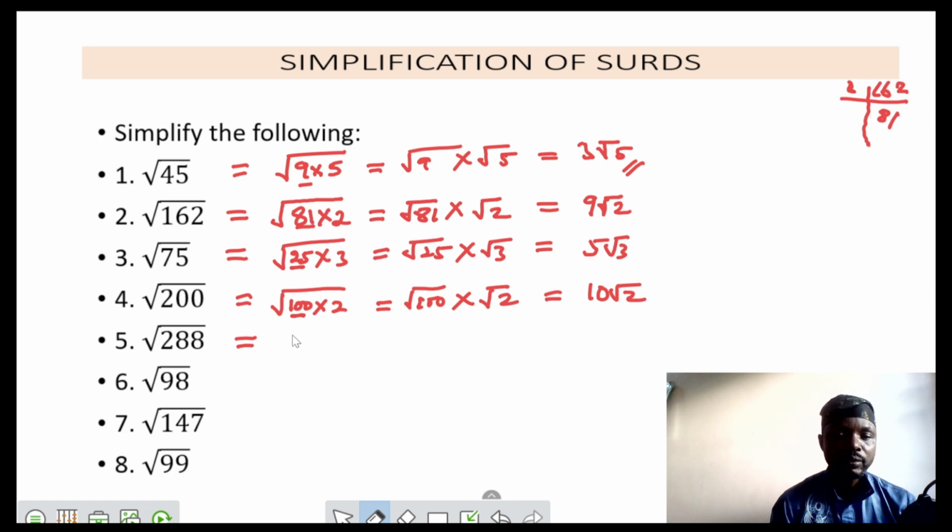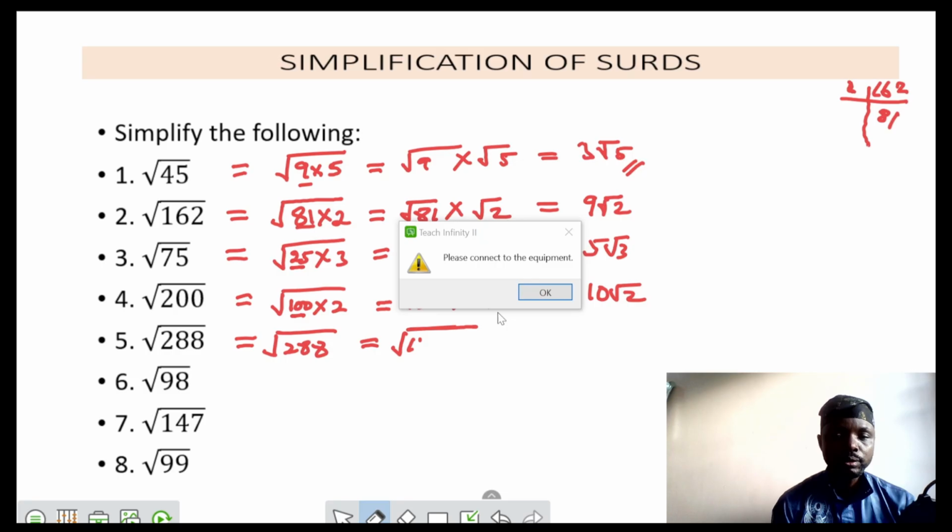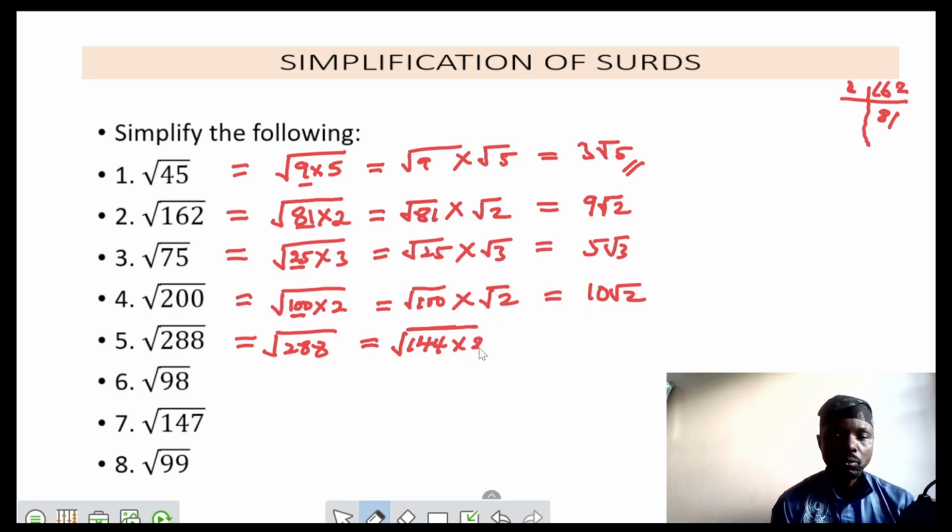And we also have root 288. 288 can be reduced, can have a multiple of, which one of them are we targeting? 144. So 144 times 2. 144 times 2 will give me 288. So this one can be split into root 144 times root 2. Right? And root 144 is 12, so 12 root 2. Alright. Also on.